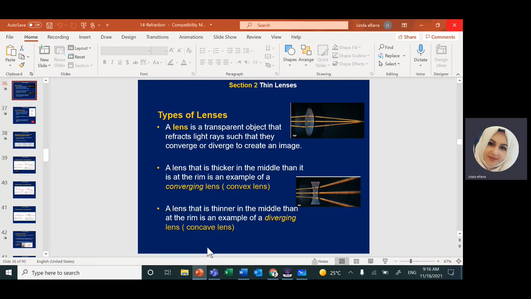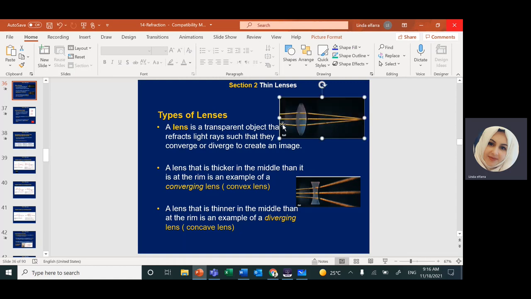Today, inshallah, we're going to study about lenses. We have two types of thin lenses. There are more than two types, but we will focus mainly on two. The first one we call the converging lens, or convex lens, and the other one is the diverging lens, or concave lens. Now, why do we call this lens converging?